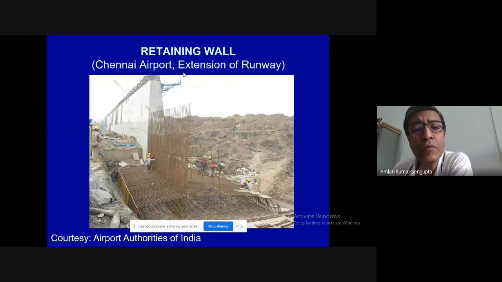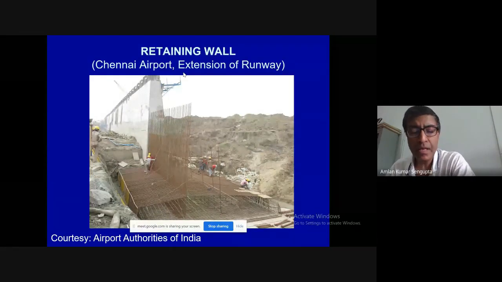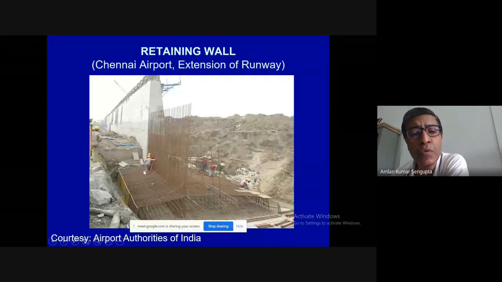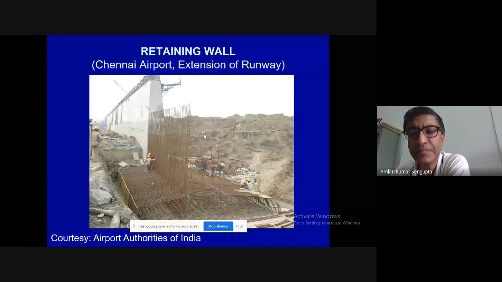This is the retaining wall where I had taken students for a field visit. This is a part of the extension of the runway of the Chennai airport. And here you can see that this structure is so huge compared to the persons who are working. From here itself, you can understand that the structures are actually very large. However, when we study them in a class, we show them by small iconic sketches.